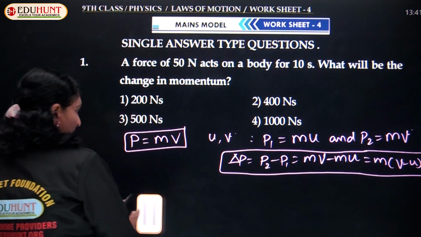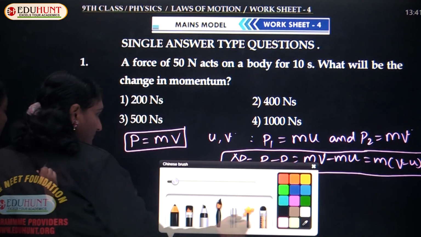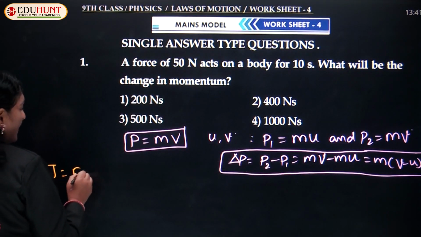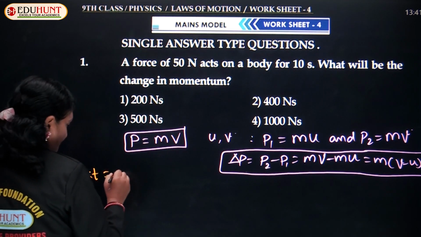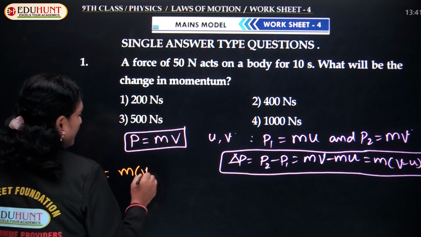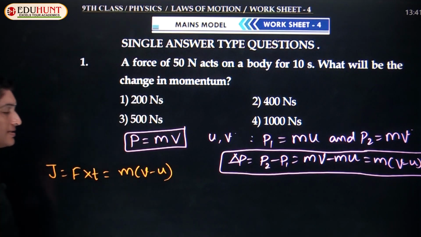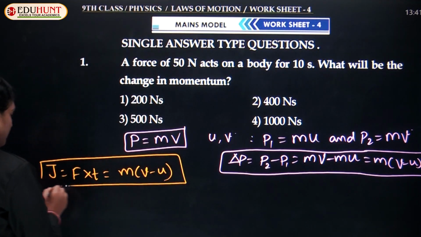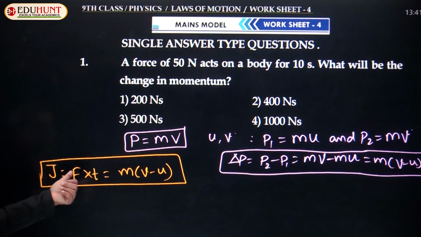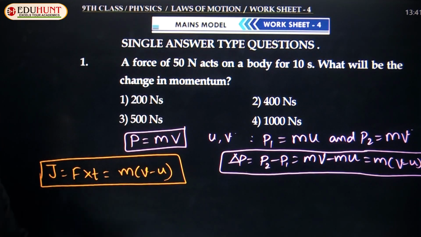So clearly, as the LHS is equal, we can equate the RHS. Therefore, we can clearly say that impulse is equal to the product of force and time, which is also equal to change in momentum. Just now we discussed, because F equals m(v minus u) by t, into t gets cancelled, you are left with m into (v minus u).